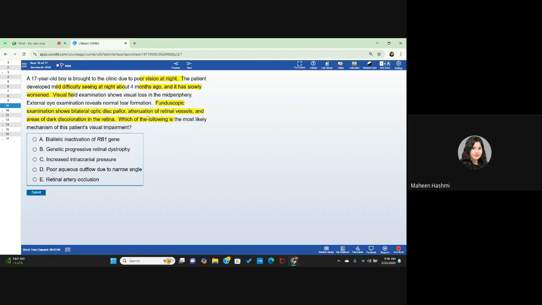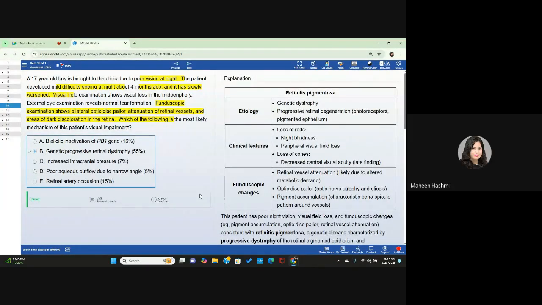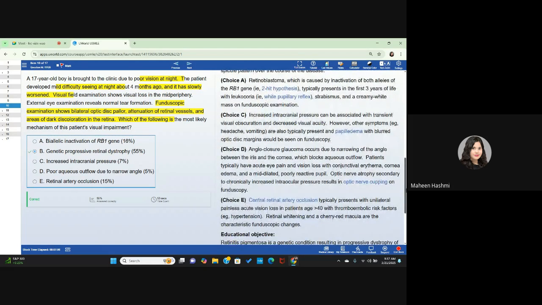So what do you think the answer is? B. Right, it's genetic. We discussed that. Patients will have loss of rods, which is why they have night blindness. Along with that, they have loss of cones as well, which usually occurs as a later finding. You will have retinal vessel attenuation, but the most classic is dark discoloration of the retina, which means it's getting pigmented. It's a giveaway word: retinitis pigmentosa.